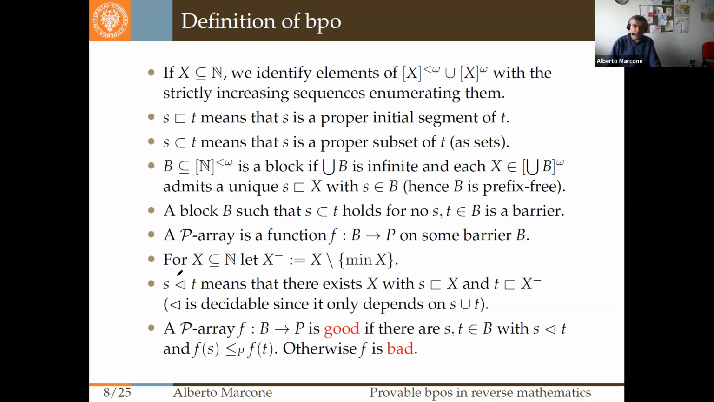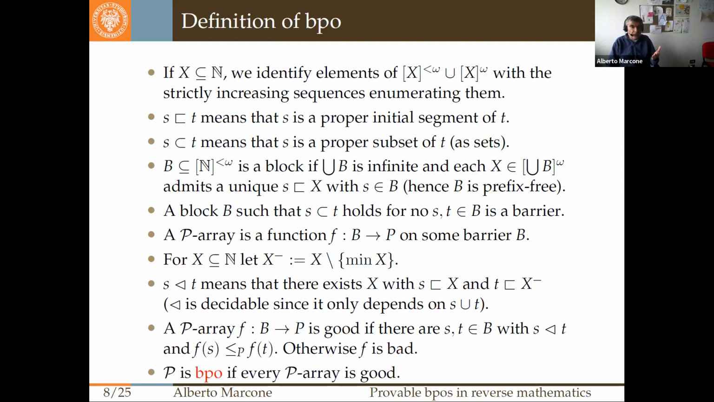And then we say that a P array, so remember a P array from a few lines above is just a function on a barrier with elements in P, is a good P array if you can find two elements in the triangle relation between them, such that the image of the first element is in the order relation of P with F of the second element. So again, if B were the barrier of singletons, this would be just the definition of a sequence which was behaving in a correct way with respect to the definition of well-partial order. And if a P array is not good, then we say that it's bad.